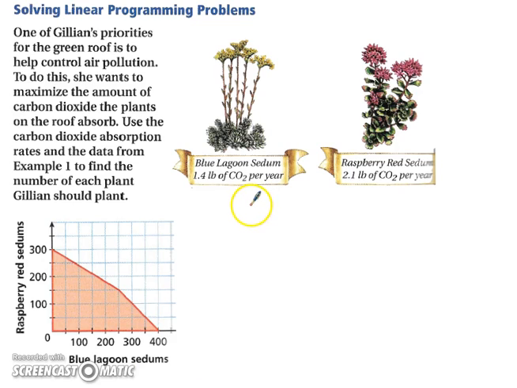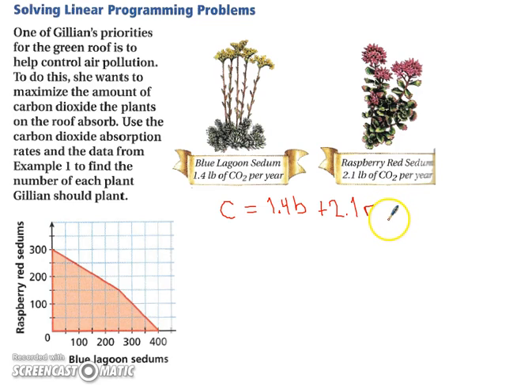So now we essentially need to create what's called the objective function. So your objective function in this case is going to be in regards to the carbon dioxide that each of these plants have absorbed. So your C, for carbon dioxide, equals 1.4 times the Blue Lagoon plus 2.1 times your Raspberry Red.